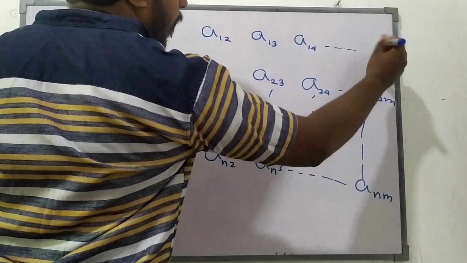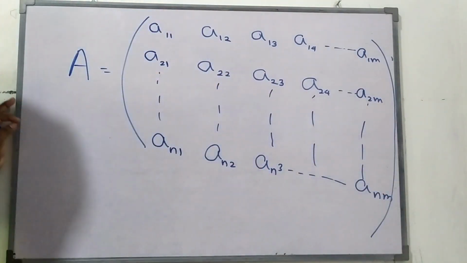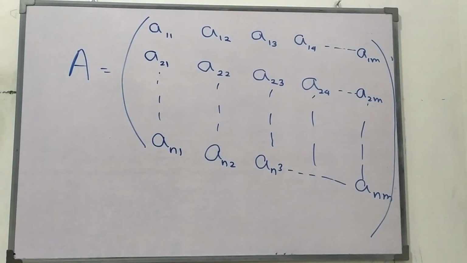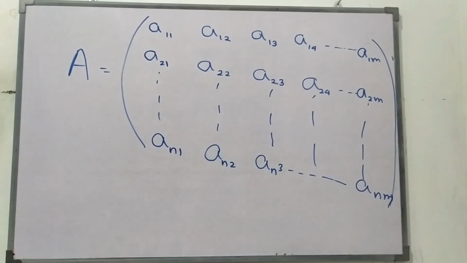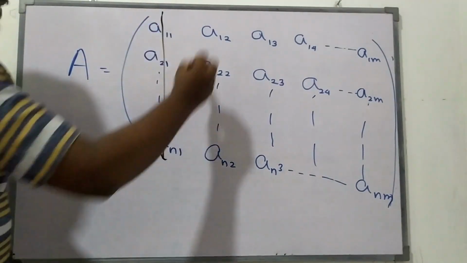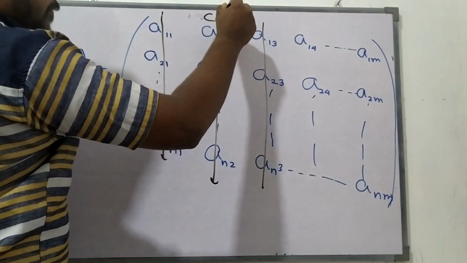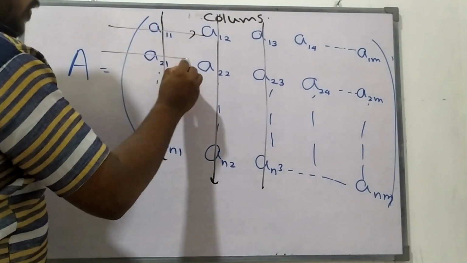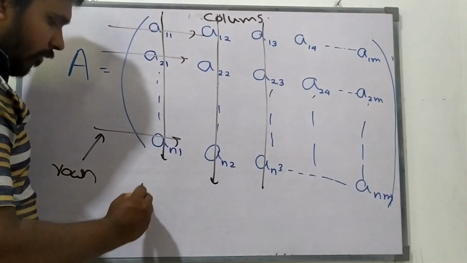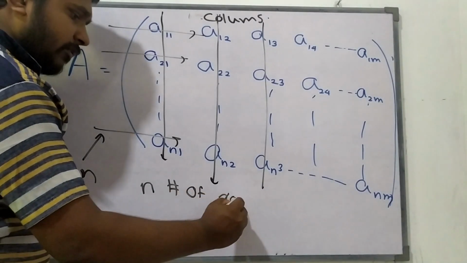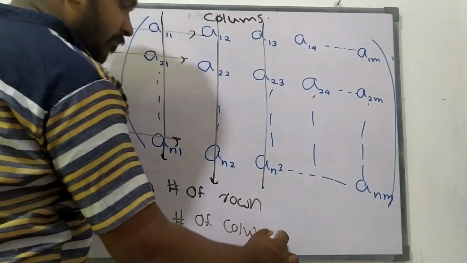This whole thing is inside the structure. So this is a matrix. This is the main structure of a matrix. And how many rows and how many columns are there? Here we have m number of columns, and over here we have n number of rows.